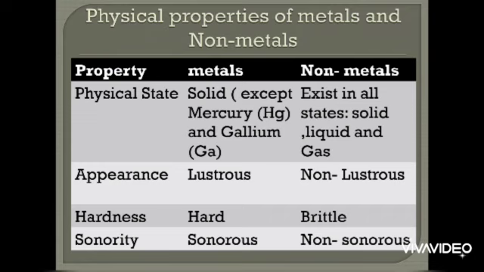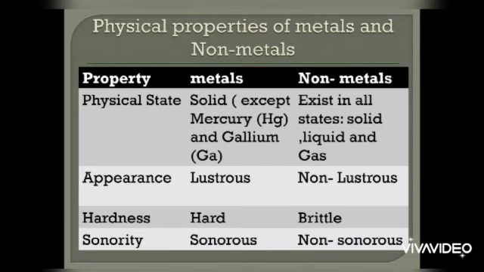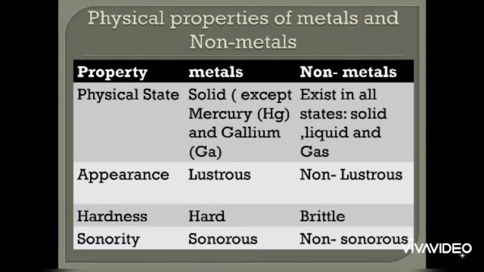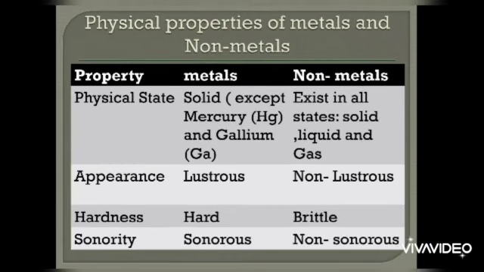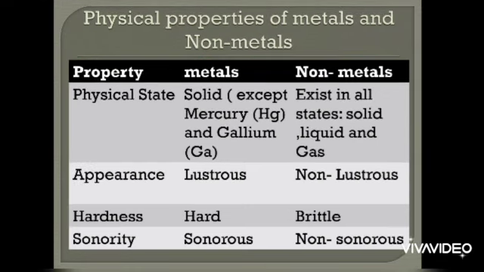The second property is appearance, meaning how the metals look. Metals are lustrous in nature, meaning they have a shiny surface. And non-metals are non-lustrous, meaning they do not have a shiny surface. If we talk about hardness, all the metals are hard, but there are exceptions here also. Sodium is a metal which is very soft and can be cut with a knife easily. Non-metals are brittle in nature and can be broken down easily.